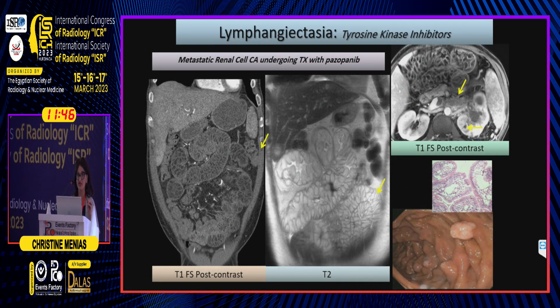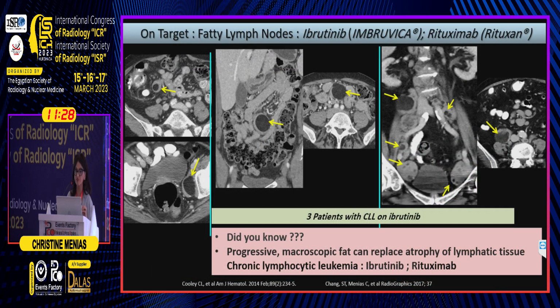Look at the extent of the lymphangiectasia in this patient with metastatic renal cell carcinoma. Under targeted therapy, you could see the diffuse fat lobules within the wall of the colon. This is lymphangiectasia related to tyrosine kinase inhibitors. Other thing that you might see, it's very weird.